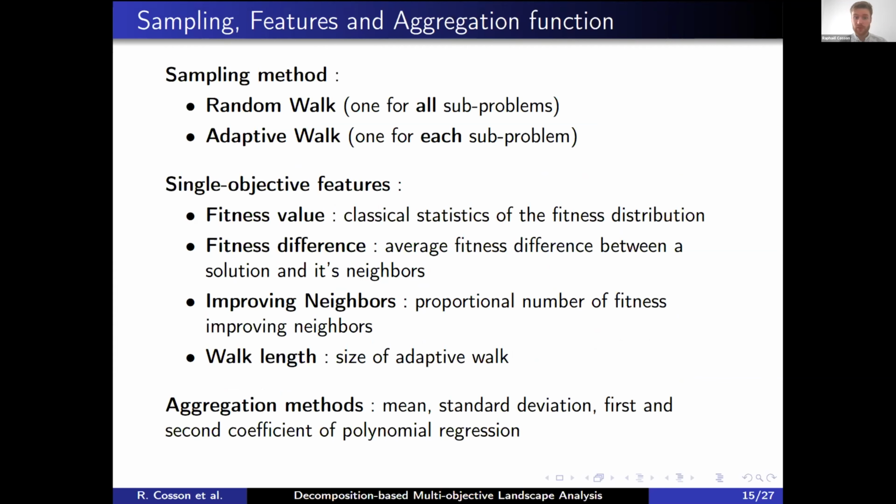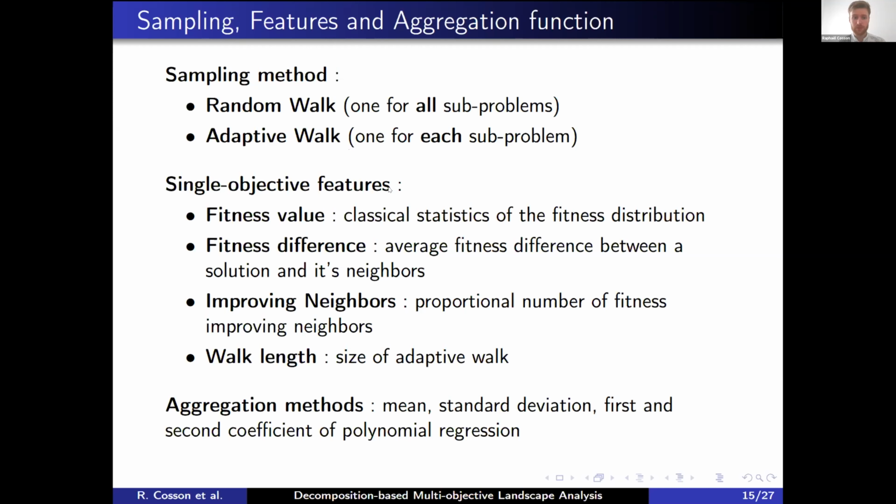We propose to use random walk and adaptive walk as sampling methods. Random walk consists of taking one solution at random and making it evolve by a small step, repeating the process until we reach the wanted sampling size. When using random walk, only one random walk is needed to compute the features. But adaptive walk is when we make a solution evolve while trying to increase one objective. So we need to compute one adaptive walk for each feature.